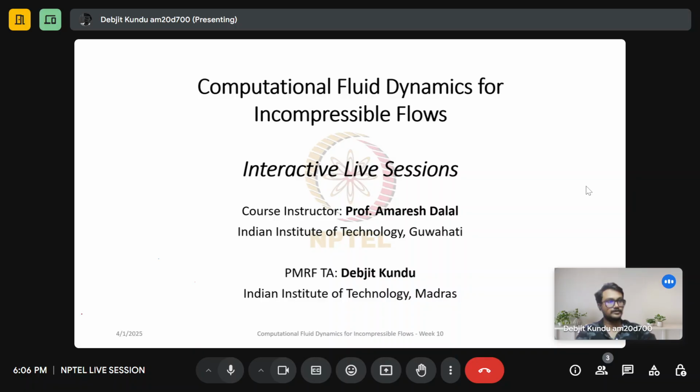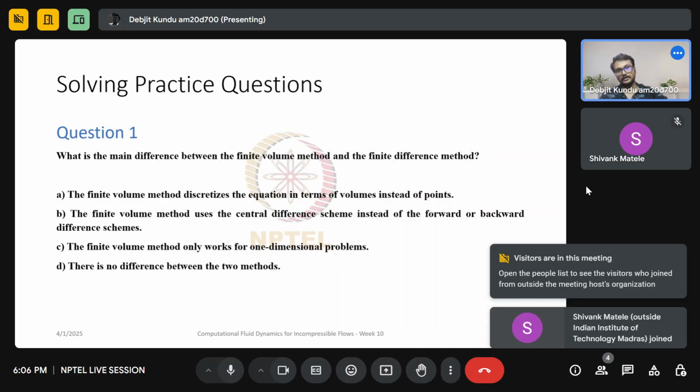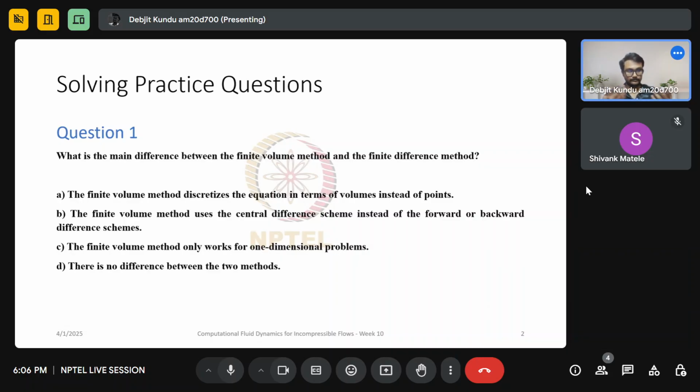Like every other week, we shall be solving some problems together. So this was the week when we finally started our discussions on finite volume method, which is by far the most popular method for solving fluid dynamics problems. So this is really the crux of the course, and we have some very simple questions for this week.